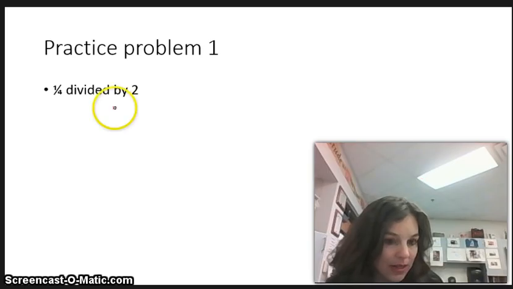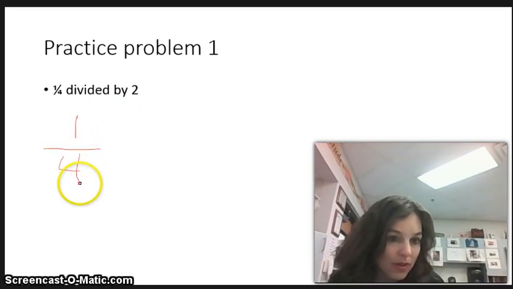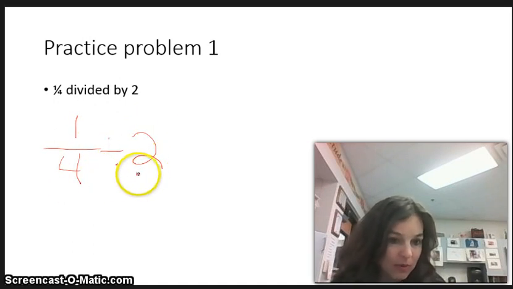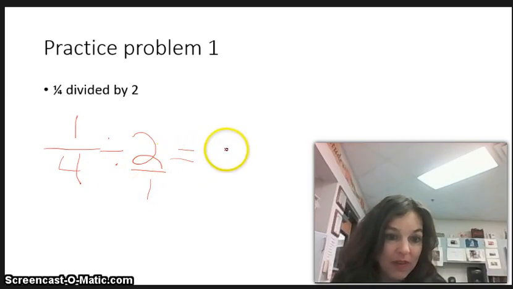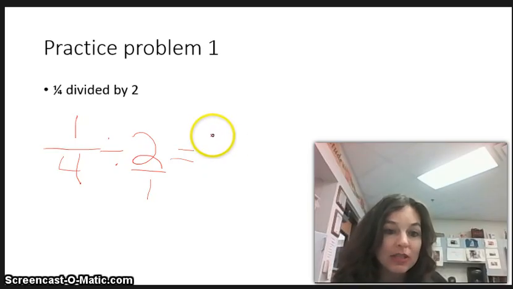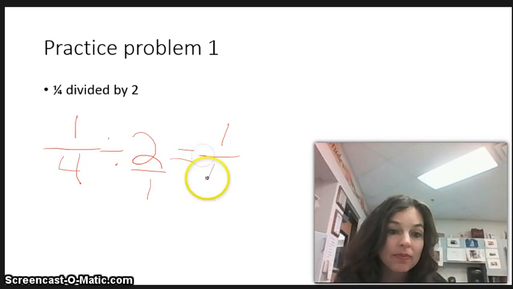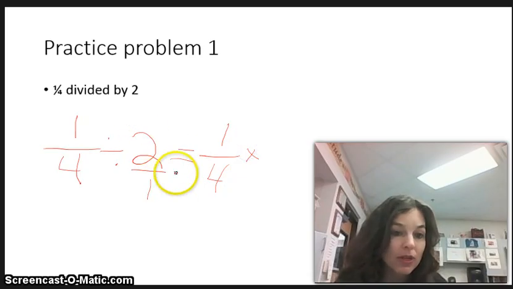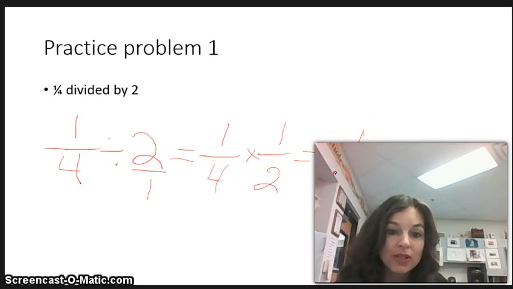All right, what we have here is 1/4 divided by 2. The way we're going to solve this, remember that this 2 can really be understood as 2 over 1. So when we divide fractions, we have to find the inverse relationship of division, which is multiplication. And then we have to find the reciprocal of 2 over 1. So we're going to do 1/4 times, and then we're going to flip-flop this, 1/2. And then we have 1 times 1 is 1, and 4 times 2 is 8. So 1/4 divided by 2 is 1/8.